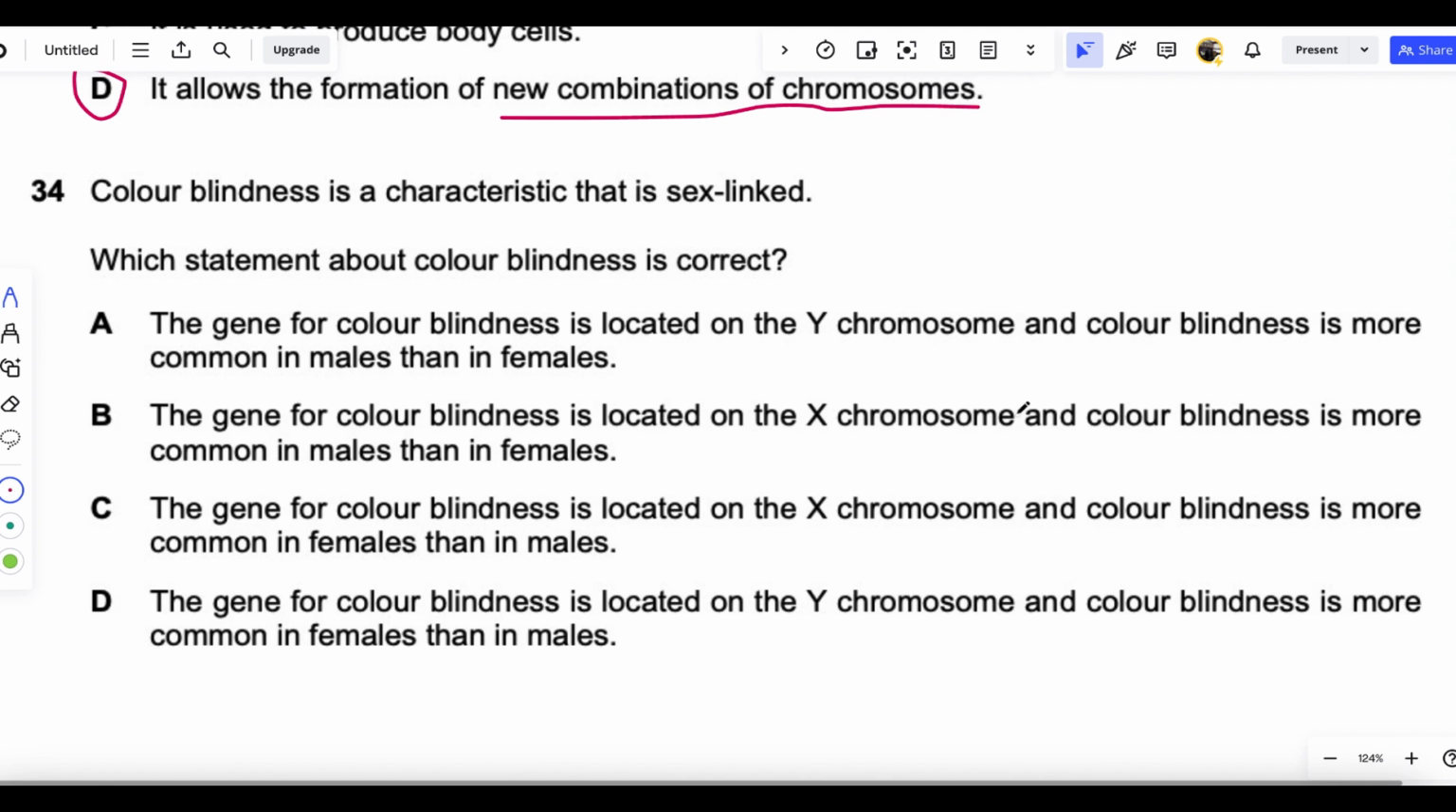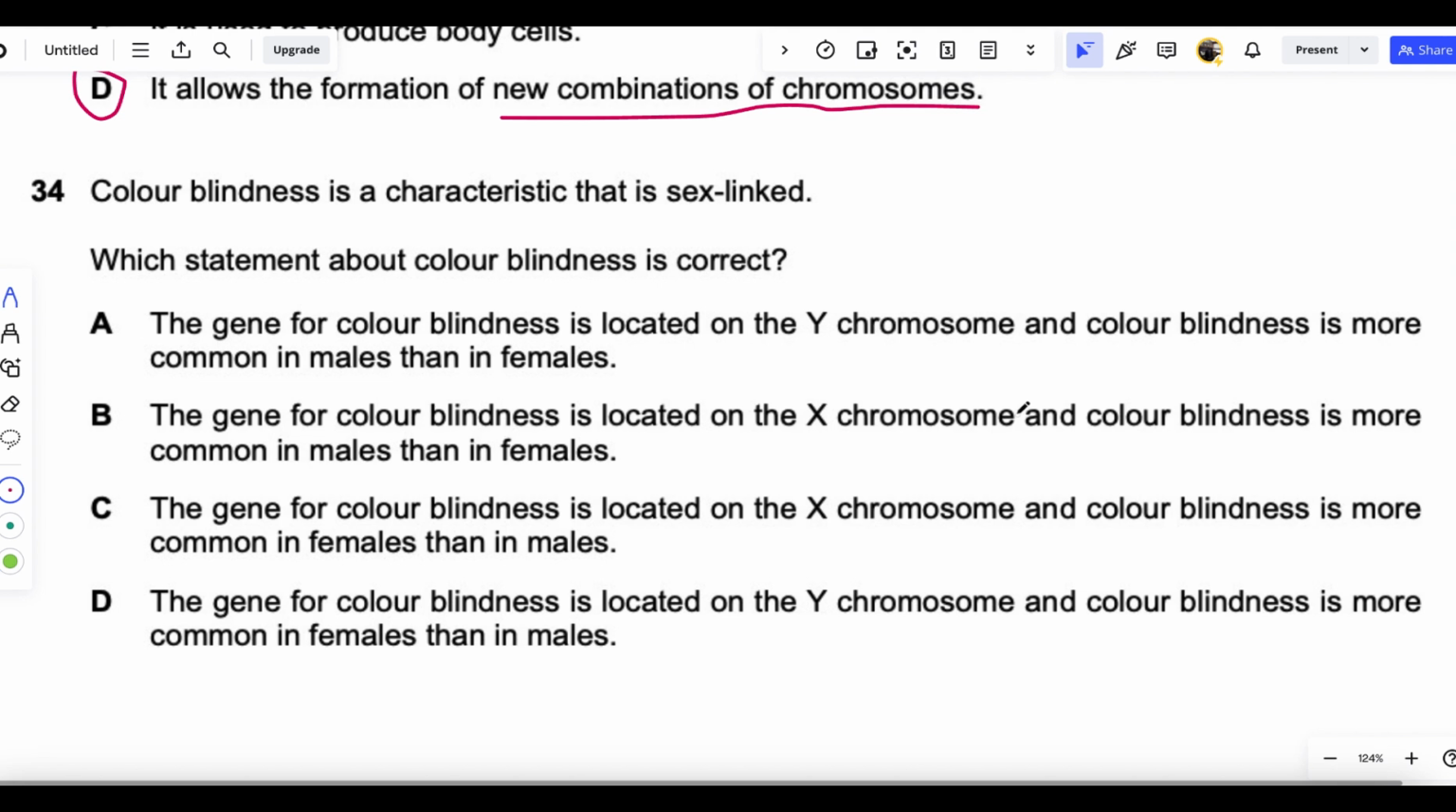A says the gene for color blindness is located on the Y chromosome. No. B says the gene for color blindness is located on the X chromosome, and the color blindness is more common in males than in females. Could be. C, the gene is located on the X chromosome, and color blindness is more common in females than in males. D, the gene is located on the Y chromosome, and color blindness is more common in females than in males.